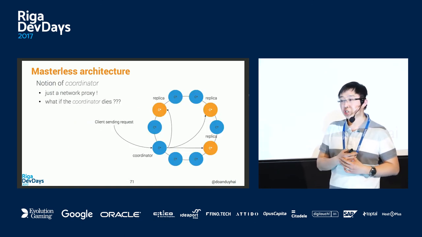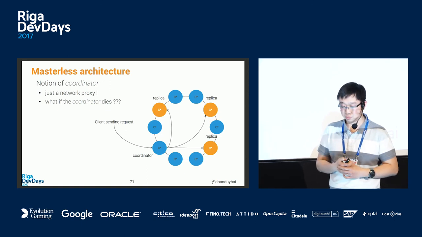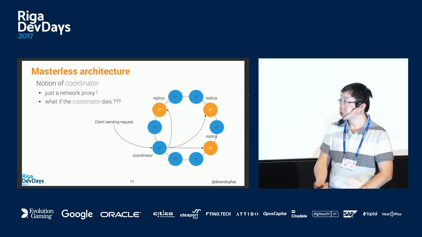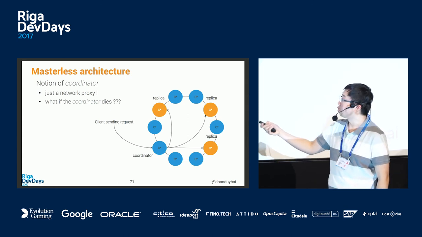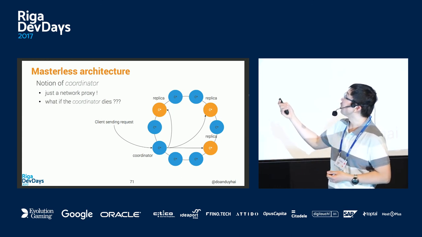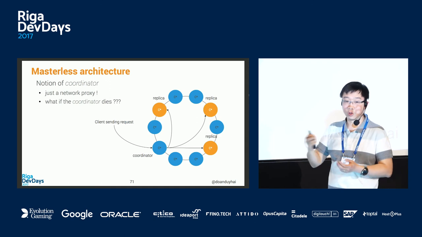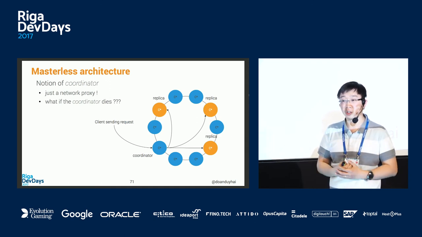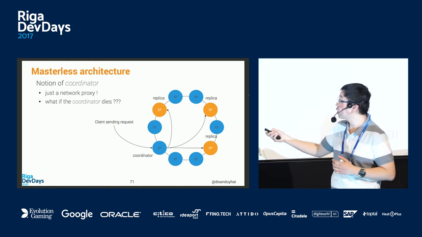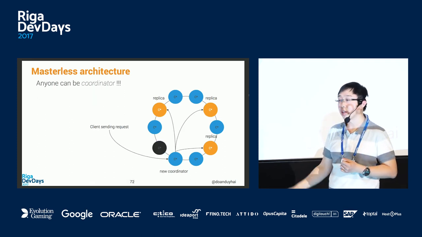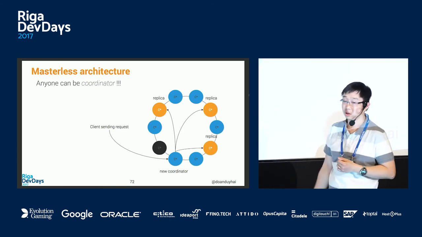In a masterless architecture, we have also the notion of coordinator. Because the client will send a write request to a node, this node is called coordinator. It will just act as a network proxy to dispatch the data to the correct copies because of the sharding algorithm. So now, my objection is, what if this machine goes offline? Will I have a downtime? Well, not necessarily, because anyone in the cluster can be coordinator.